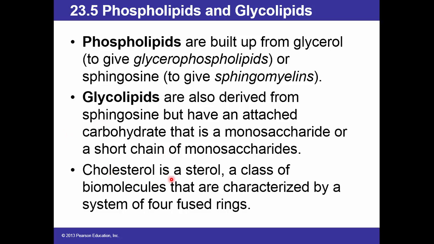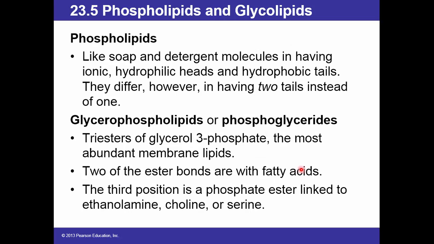Now, cholesterol is a sterol. It is a class of biomolecules characterized by a system of 4 fused rings, as I showed you before. Cholesterol is a fatty substance. Now, phospholipids are like soap and detergent molecules in having ionic, hydrophilic heads and hydrophobic tails. They differ, however, in having 2 tails instead of 1. Phospholipids are characterized by having two tails instead of one.